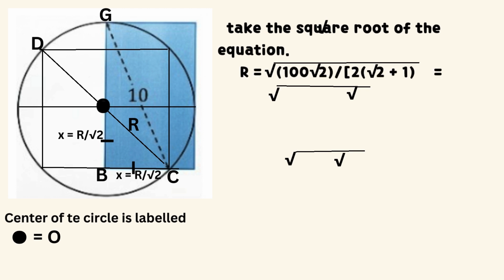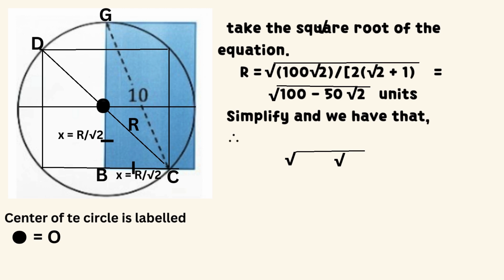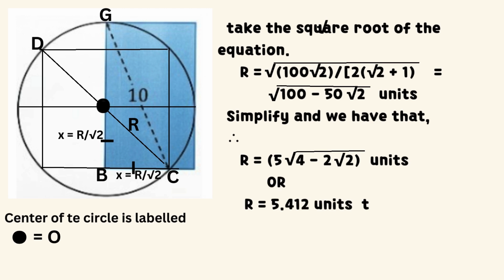Take the square root of the equation. R equals the square root of 100 times the square root of 2, all divided by the product of 2 and the sum of the square root of 2 and 1, which equals the square root of 100 minus 50 times the square root of 2 in units. Simplify and therefore we have that R equals the product of 5 and the square root of 4 minus 2 times the square root of 2 in units. Or R equals 5.412 units to 3 decimal places.